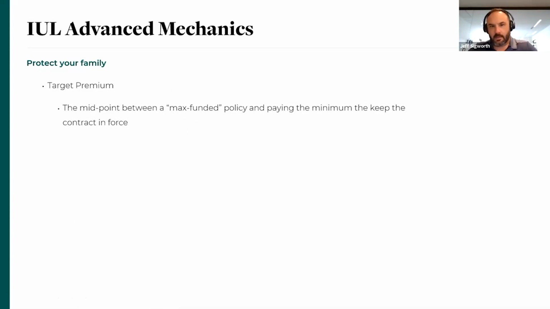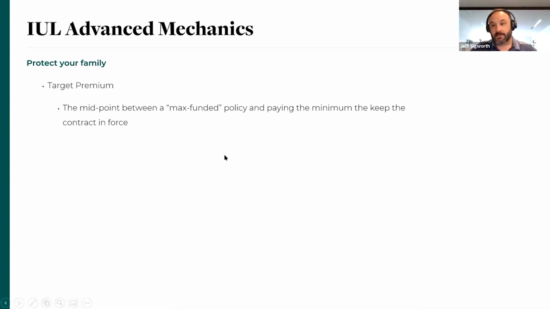It's that midpoint. If you just say, hey, let's solve for target, it's the midpoint between a max funded policy and a minimum policy. You can move the target based on how you set it up. And if you set it up anything other than minimum death benefit, maximum cash value, I'm gonna make fun of you or not have your back when it all hits the proverbial fan, right? But the target premium is just that midpoint of where it falls between completely max funded and minimum funded.